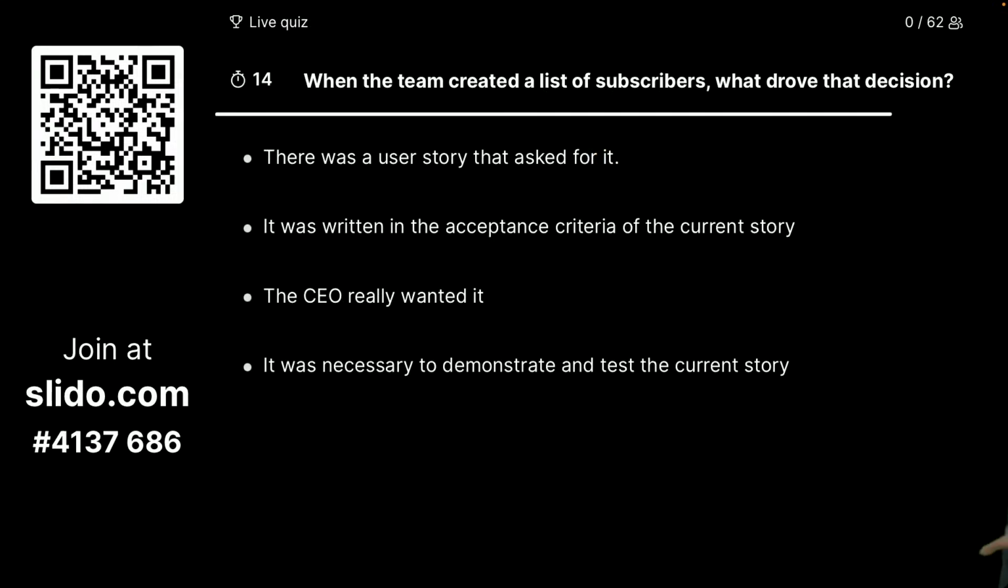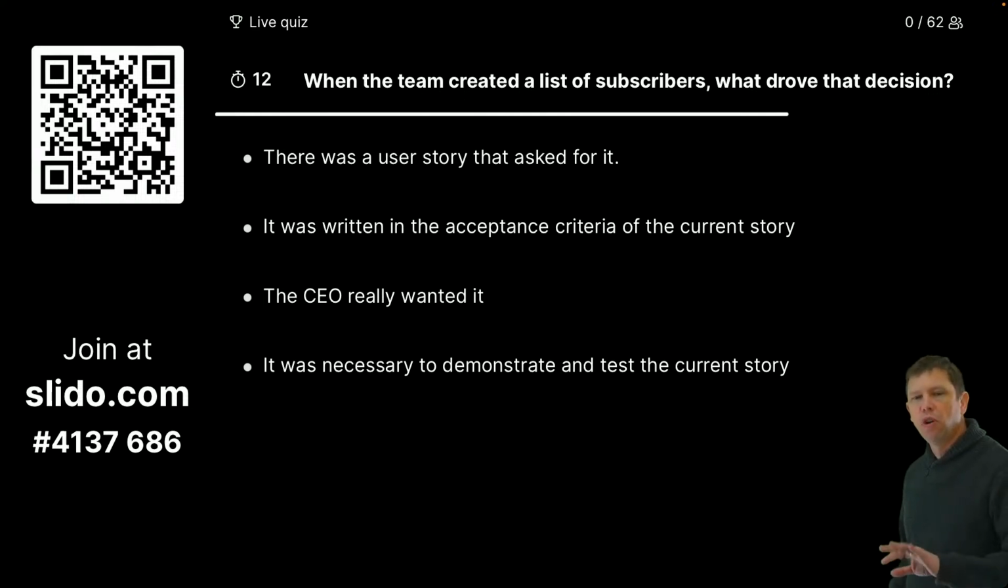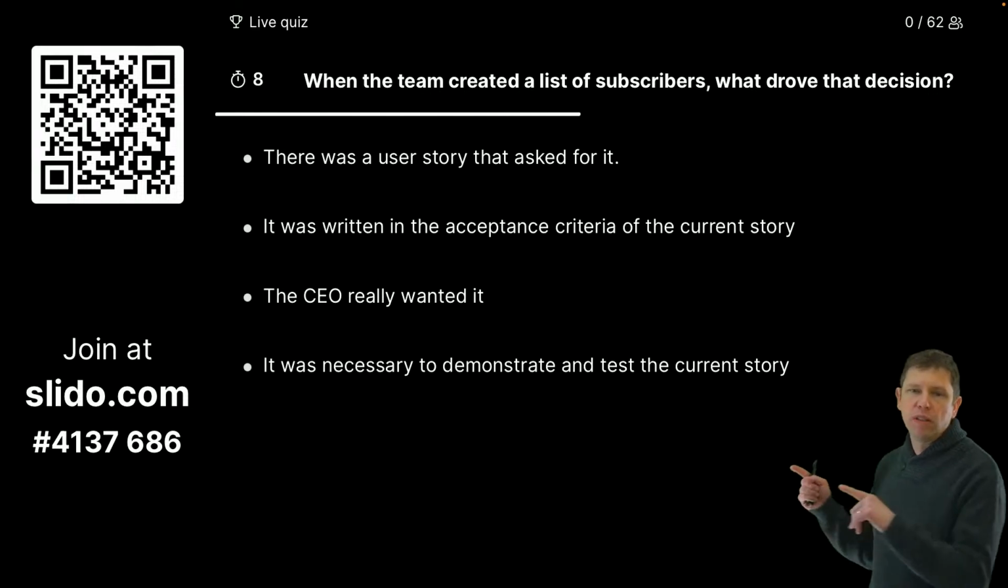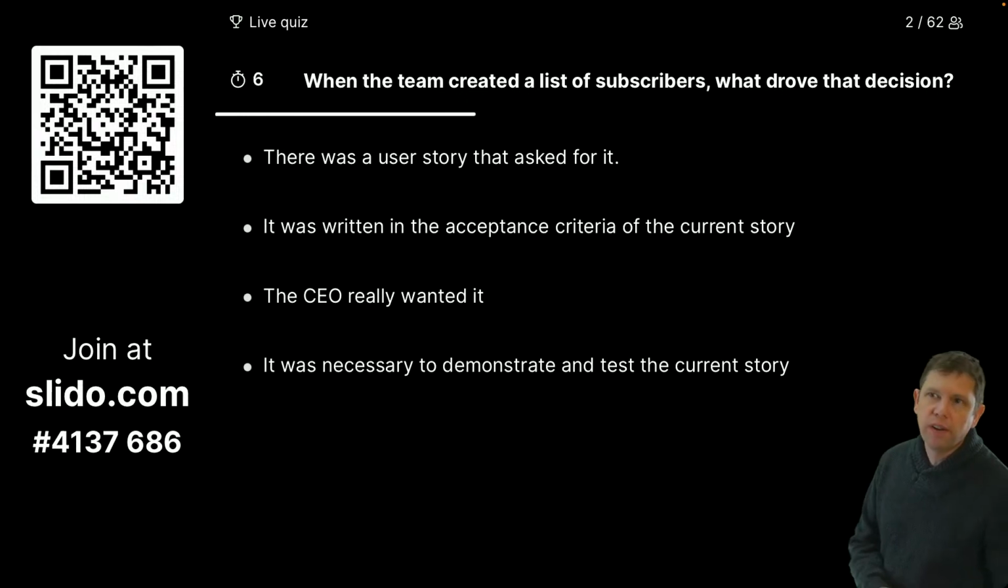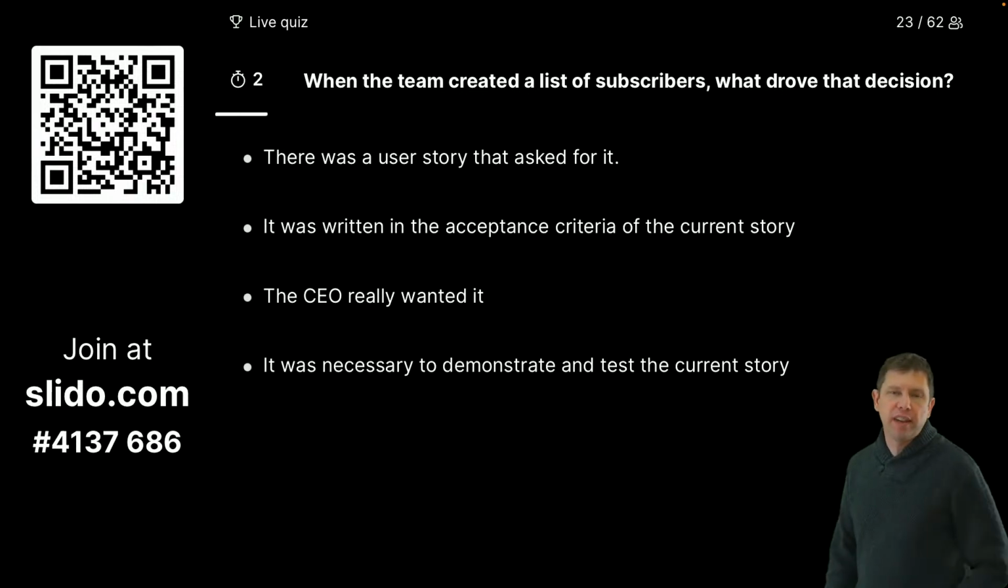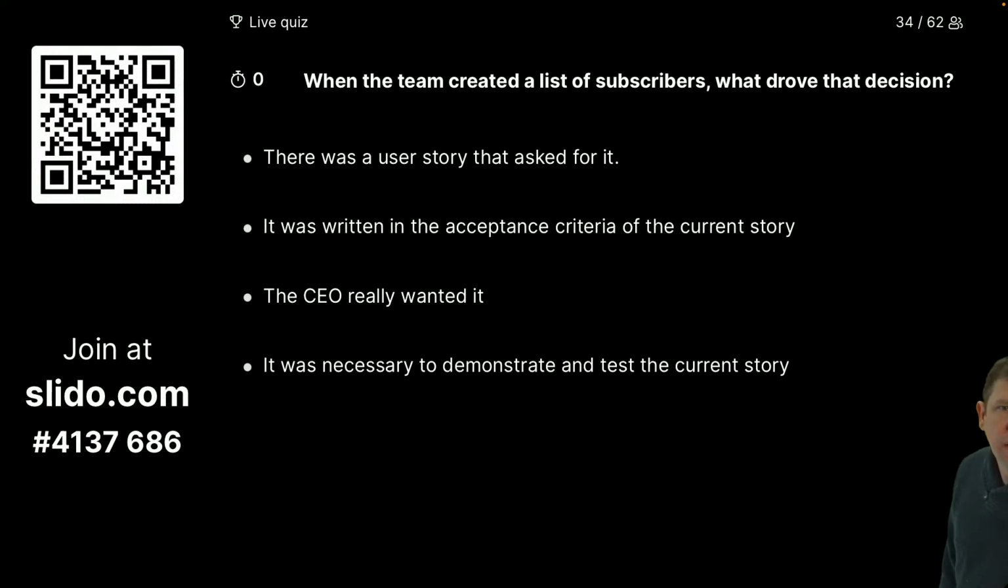Next question. When the team created a list of subscribers, what drove that decision? Was it because there was a user story that asked for it? Was it written in the acceptance criteria of the current story? Was it that the CEO really wanted it? Or was it necessary to demonstrate and test the current story?